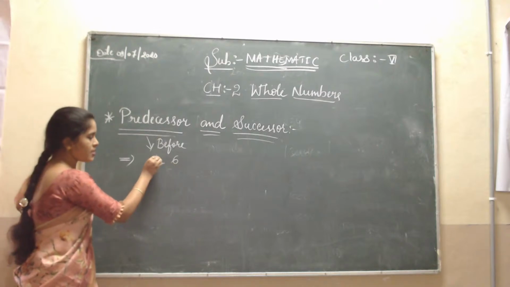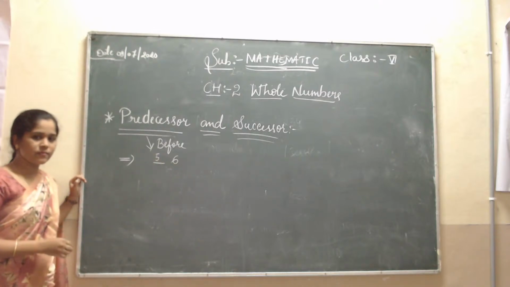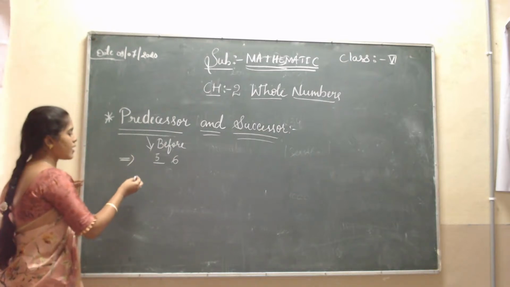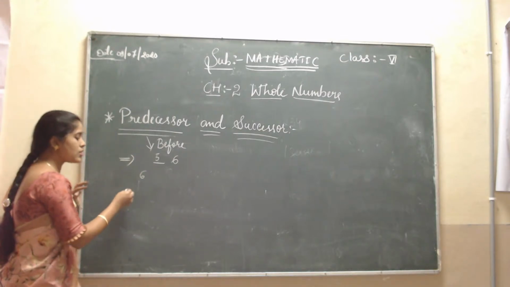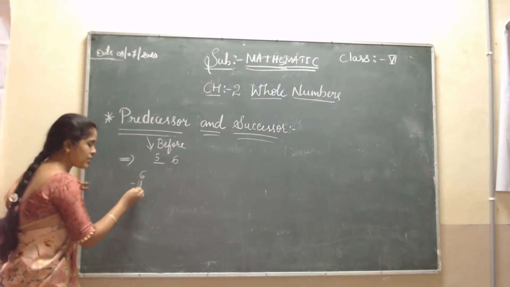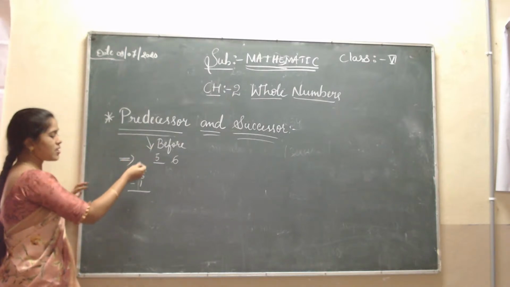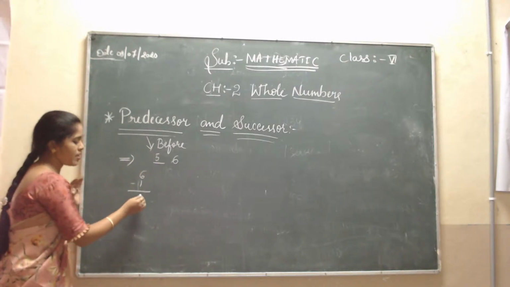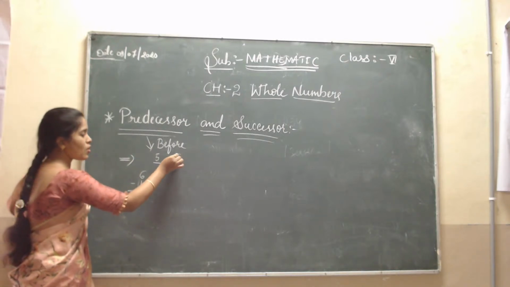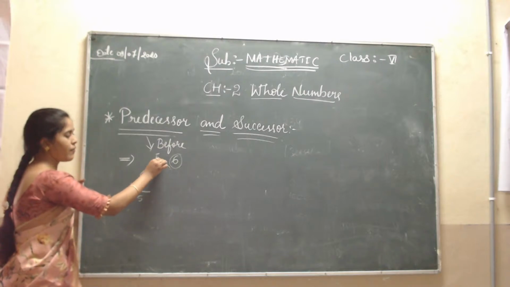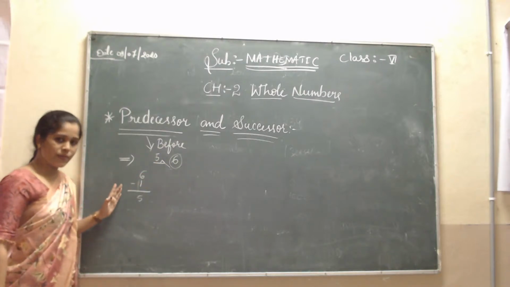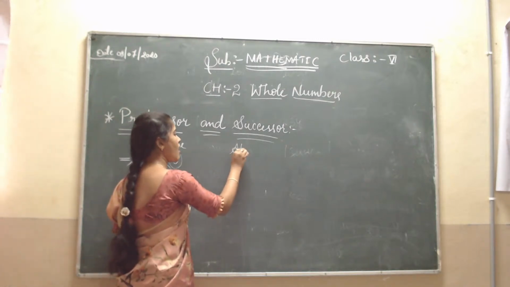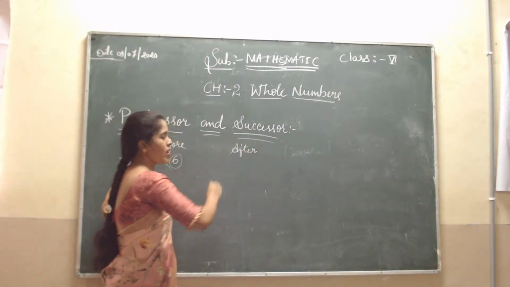The predecessor of 6 is 5. See here, this is 6. You should subtract 1 from 6. Predecessor means minus 1, or the number before. 6 minus 1 is 5. So the predecessor of 6 is 5. Understood? Next, successor. Successor means the number after.